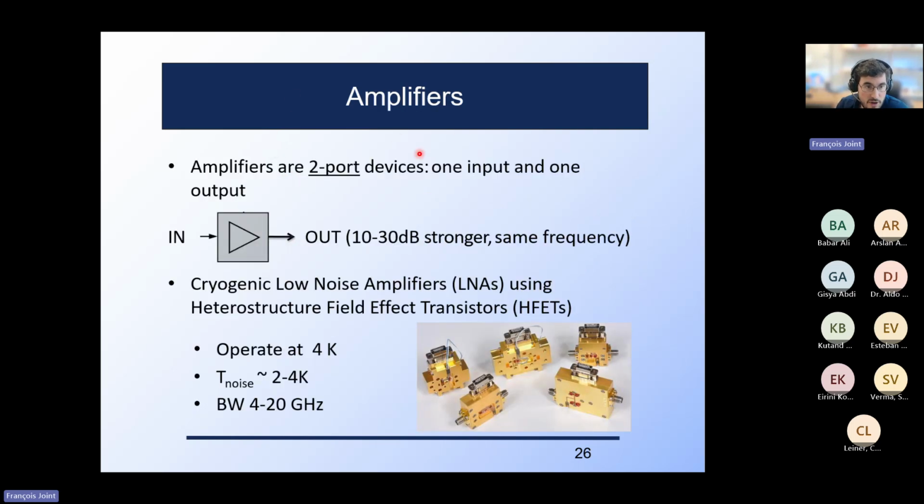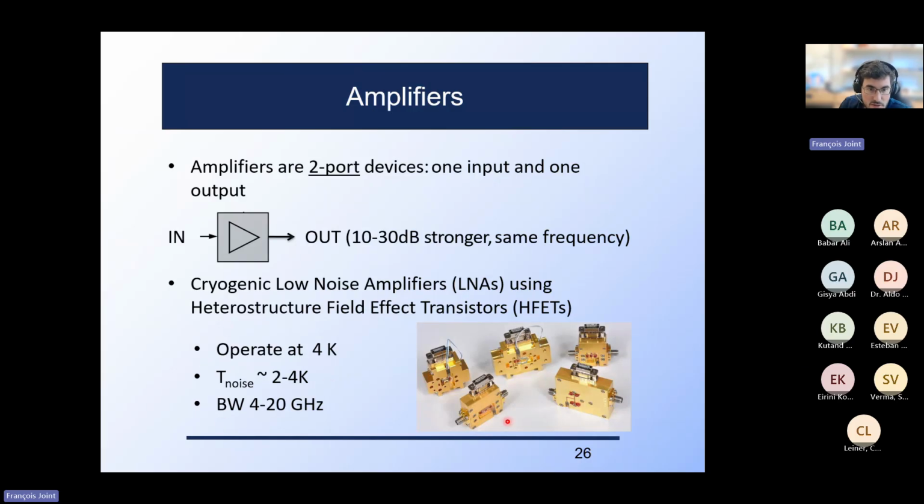The role of HEMTs is basically a two-port device, as you may know. It basically provides a clean amplification between 10 and 30 dB on a broadband, so covering the full IF bands. Nowadays these low noise amplifiers are commercially available. You can buy them pretty much everywhere, and they operate at 4 Kelvin. The state of the art now is that the added noise of these amplifiers is quite low, only 2 to 4 Kelvin added noise. And now they can cover also very broad bandwidth, up to 16 gigahertz instantaneous bandwidth.